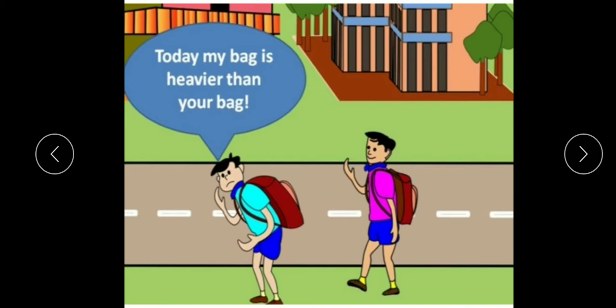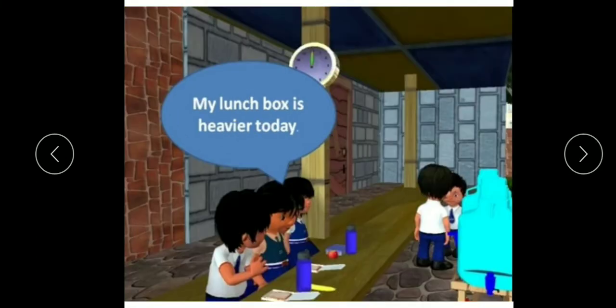Children, we often compare the weight of things. Like you may compare that your bag is heavier than your friend's bag. And children, did you ever feel that today your lunchbox is lighter or heavier than other days? Yes, we feel that on some days our lunchbox is heavier, and on other days our lunchbox is lighter.